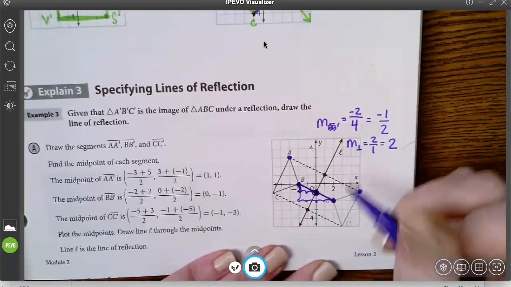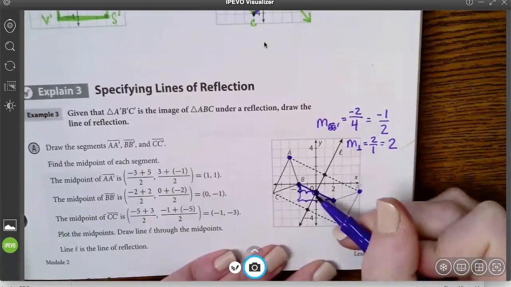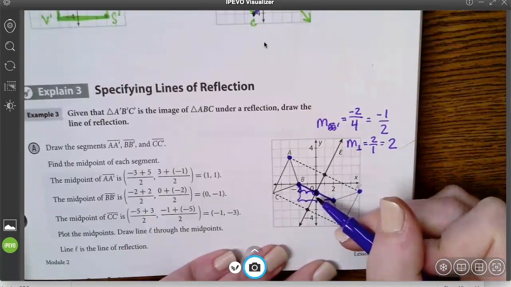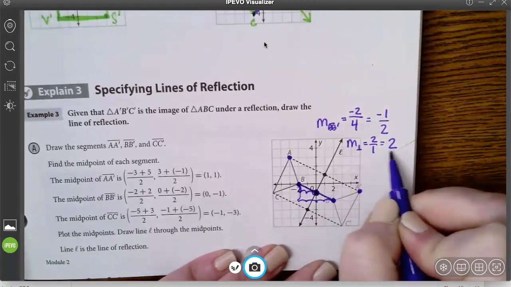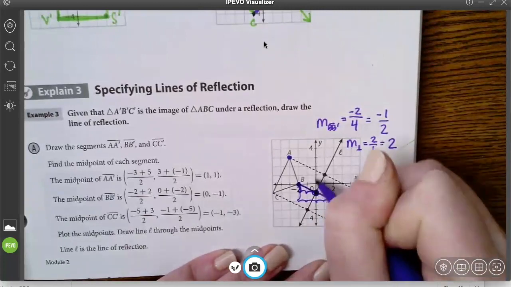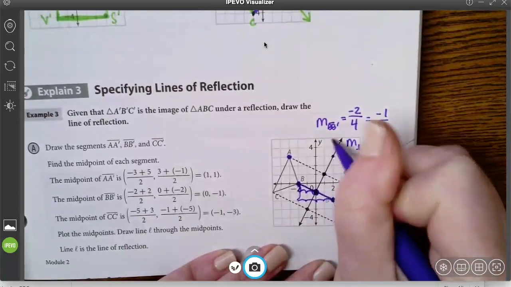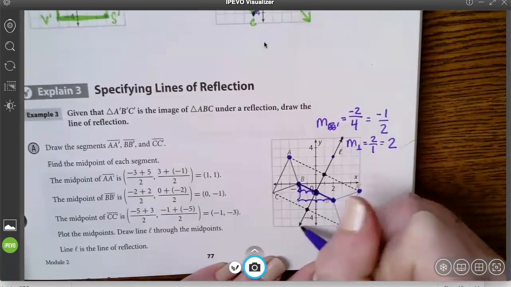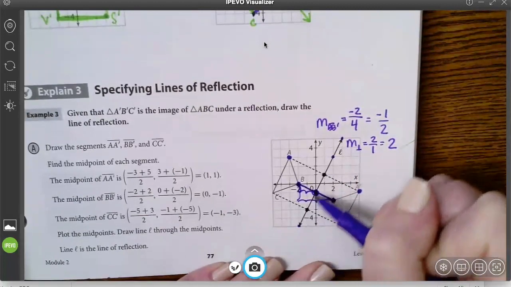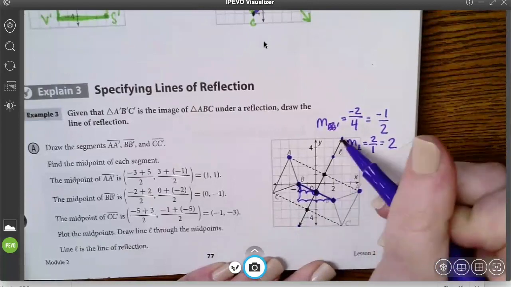So we have a slope, we have a point, we have everything that we need to make a line. We can draw the line by going up 2 and over 1, because that's what our perpendicular slope is. Up 2 and over 1, up 2 and over 1. Then we can go down 2 and backwards 1, down 2 and backwards 1. And you can see this is exactly line L that was drawn for us.